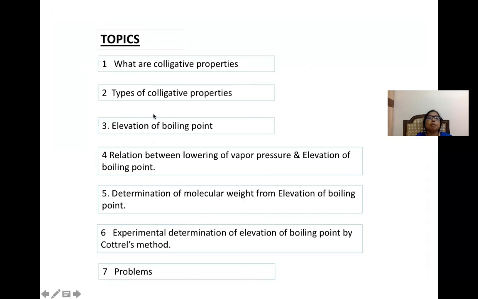The topics covered in this lecture are: what are colligative properties, types of colligative properties, elevation of boiling point, relation between lowering of vapor pressure and elevation of boiling point, determination of molecular weight from elevation of boiling point, and experimental determination of elevation of boiling point by Landsberger's method. So we did some problems.